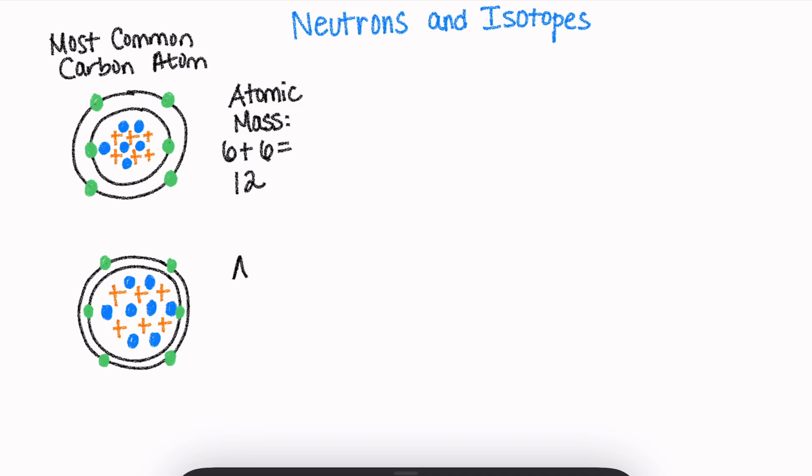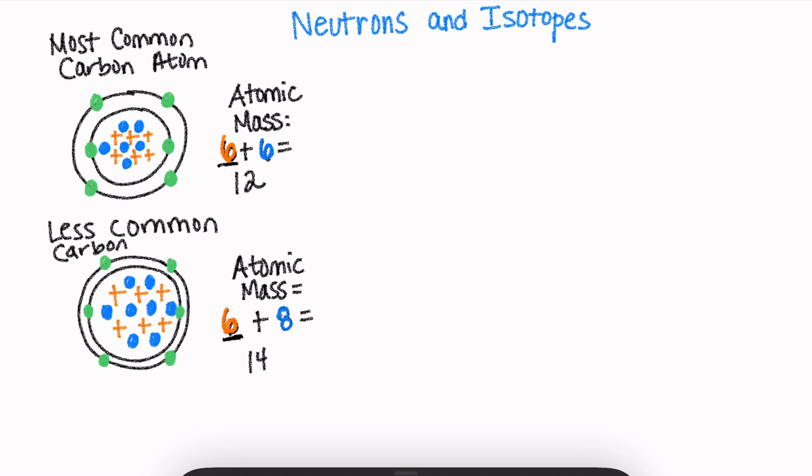The atomic mass of this carbon atom is bigger. It's going to be 6 for the carbon, and then 8 for the neutrons equals 14. So notice that it's still carbon because it has 6 protons. In fact, I could put that in this orange because that's what we've been doing. And then the neutrons we could put in blue just to remind ourselves. This form of carbon is still carbon and it is far less common.